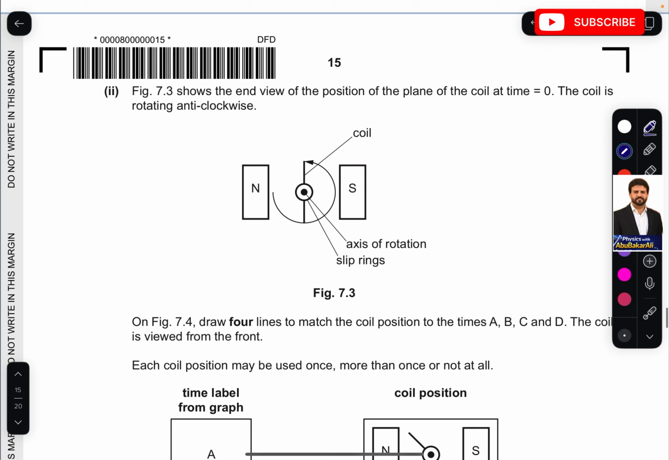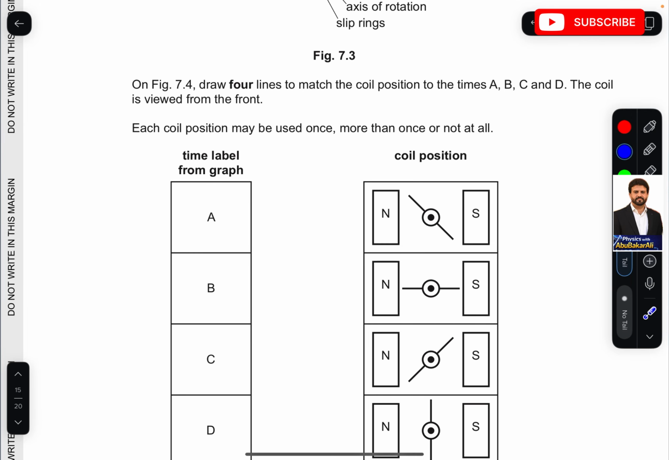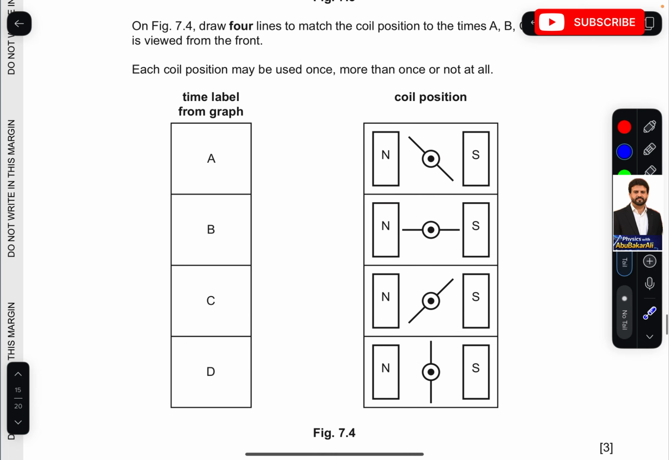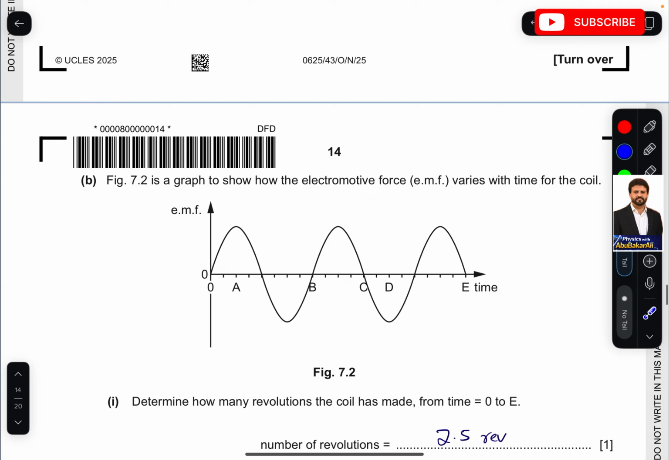Okay, the next part shows the end view of the position of the plane of the coil at time 0. The coil is rotating anti-clockwise. It's moving like this. Draw 4 lines to match the coil position to A, B, C, and D, and the coil is viewed from the front. Each coil position may be used once, more than once, or not at all. Okay, so time is labeled on the graph. For A, we have to look at the graph, what the A is. A is the point where the EMF is maximum.